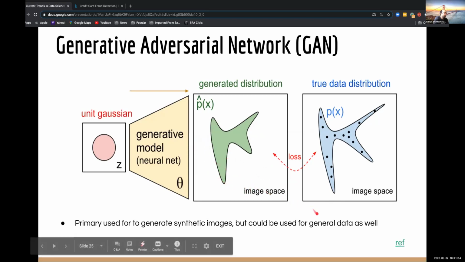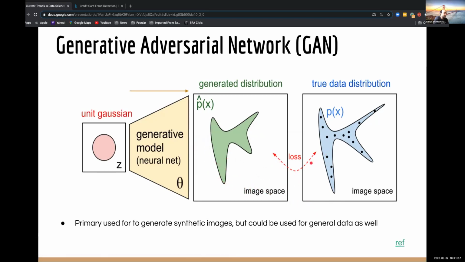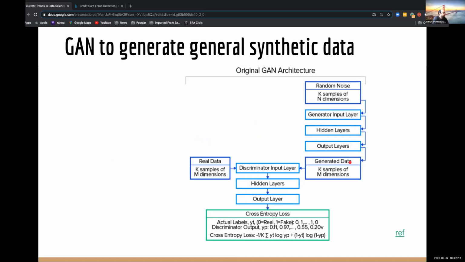And then what the generative adversarial model does is it computes the loss between these two images and tries to minimize that loss. But there is nothing in a GAN that restricts its usage just to image data. You can use it for general data as well. So one way to think about how to use GANs for, say, something like credit card fraud data is we use a GAN to generate the minority class that I was showing before.